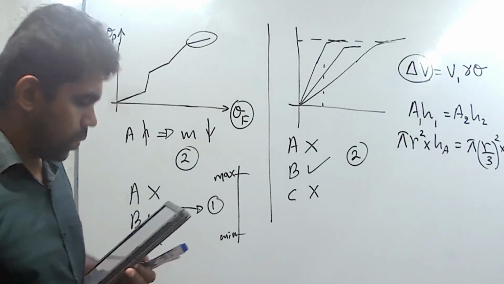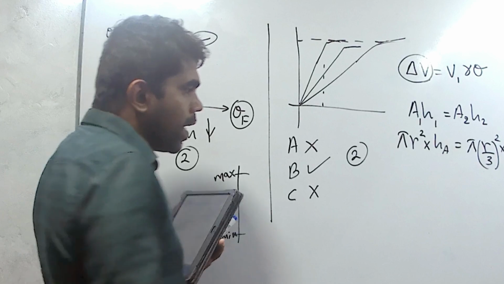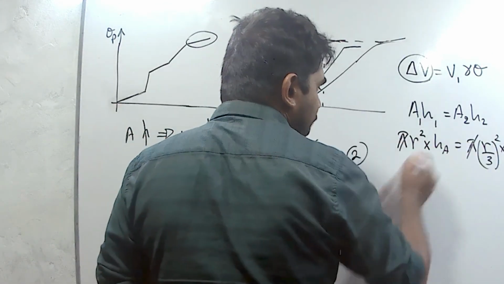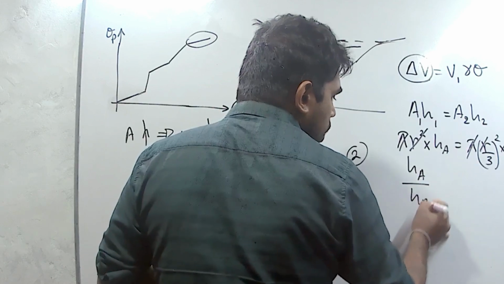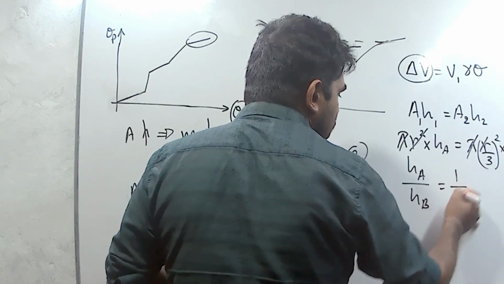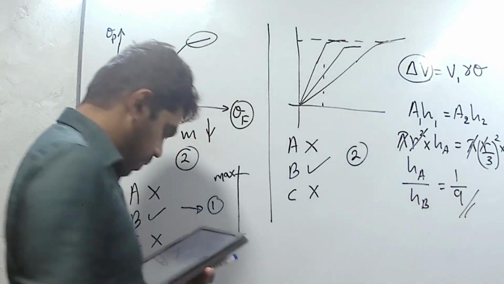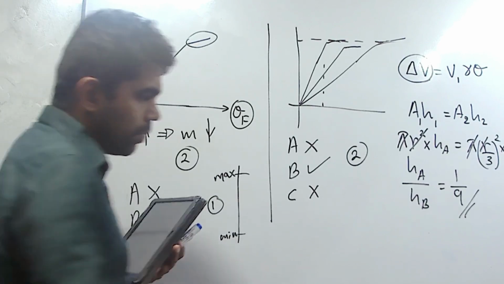Now we have to find the HA over HB ratio. We can cancel out pi and pi, R squared, then HA over HB is 1 squared 1, 3 squared 9, 1 over 9. Then answer is 1.